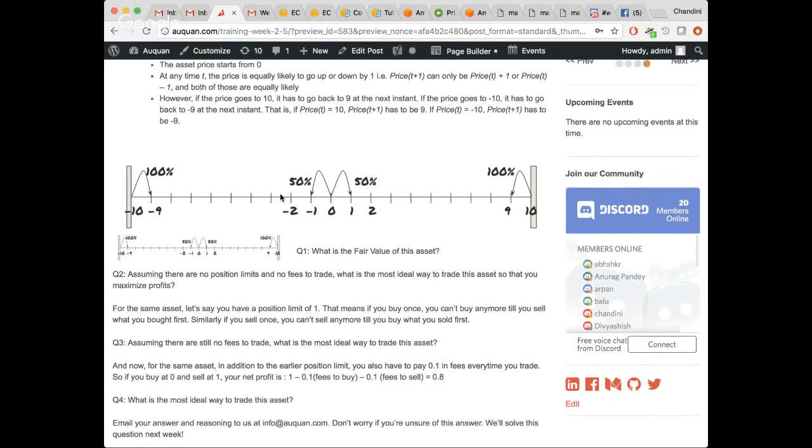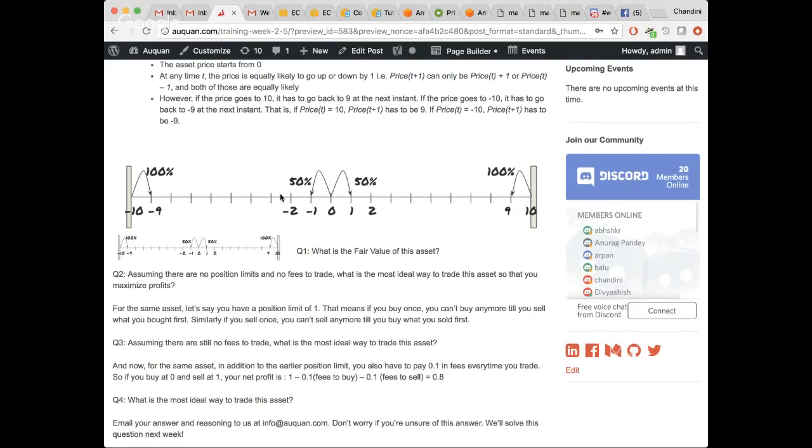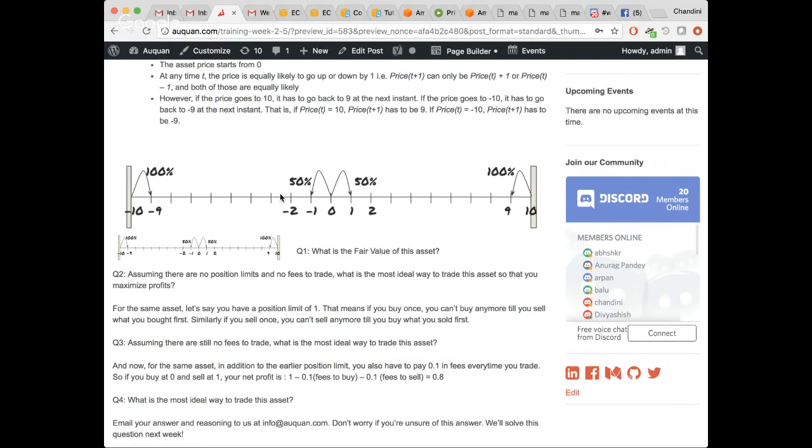The next question says, there are no fees to trade, but you only have a position limit of 1. So that means if the stock goes to 1 and you sell at 1, and then the stock goes to 2, you can't sell at 2 anymore because you already have that position of 1. So that is what a position limit of 1 means. You can't sell at 2 until you decide to buy back the sell that you did at 1.